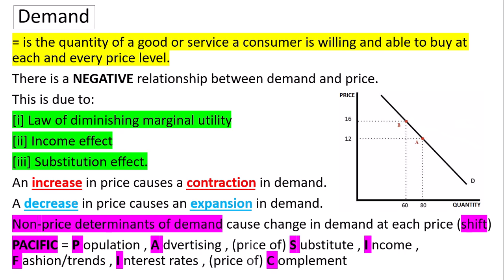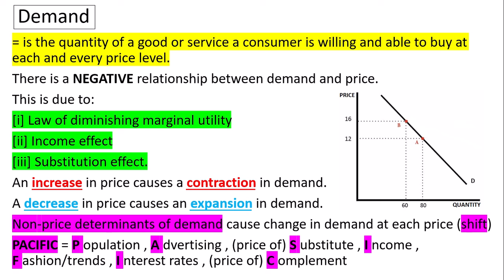So hopefully you've got population, advertising, price of substitutes, income, fashion and trends, interest rates, and the price of complementary goods. 3 ones I want you to pick up on here. Substitute goods. So for demand to shift outwards, the price of the substitute will go up. Okay, always remember there's a positive relationship between the substitute goods. So if the price of the substitute good goes up, the demand will shift outwards, and vice versa.